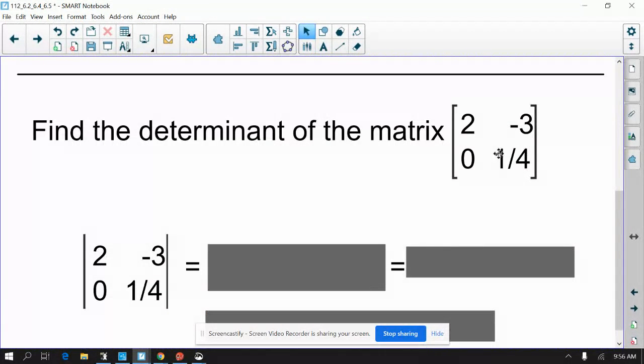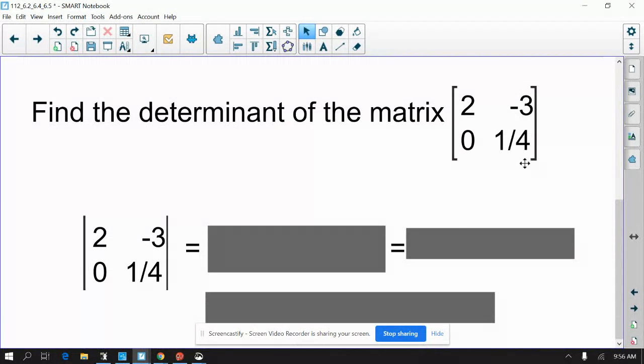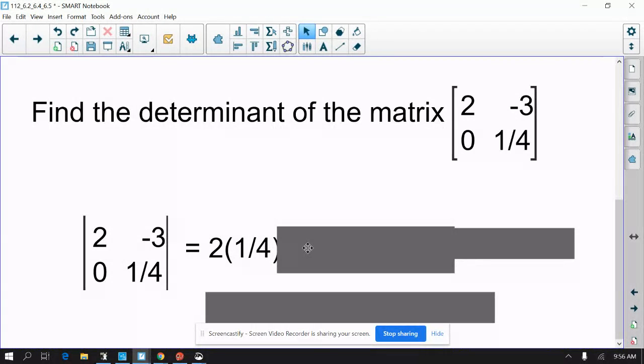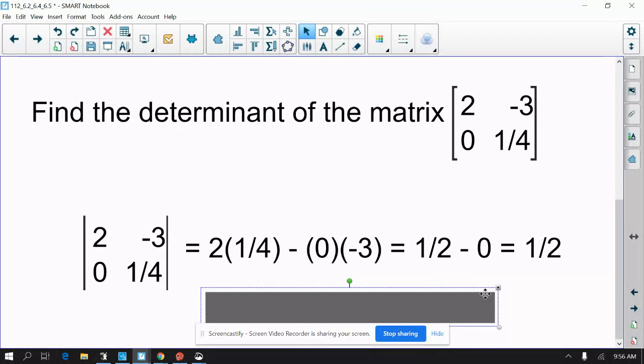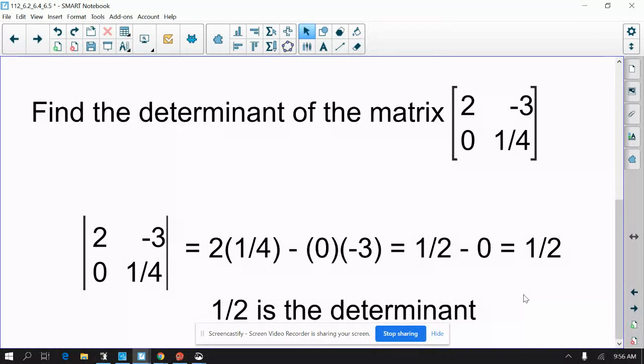Example 2. Find the determinant of this. Please pause the video and find the determinant. Hopefully you did. So you multiply 2 times a fourth, and then you subtract this product, 0 times -3. 2 times a fourth is a half. 0 times anything is 0. So a half minus 0 is a half. And voila, 1/2 is the determinant of this matrix.